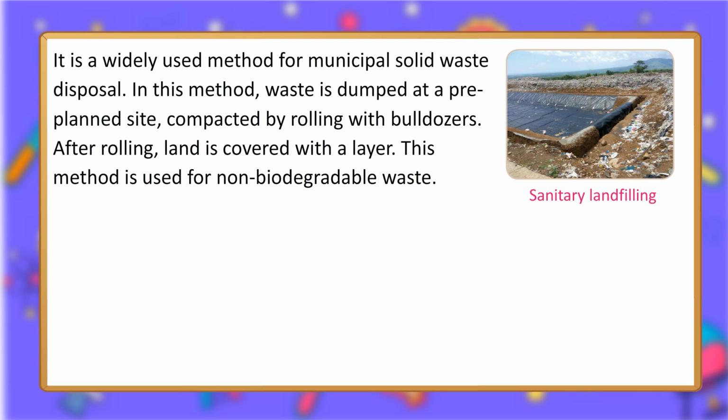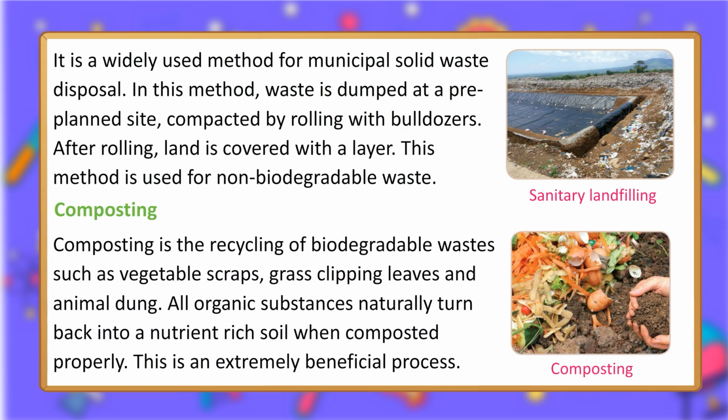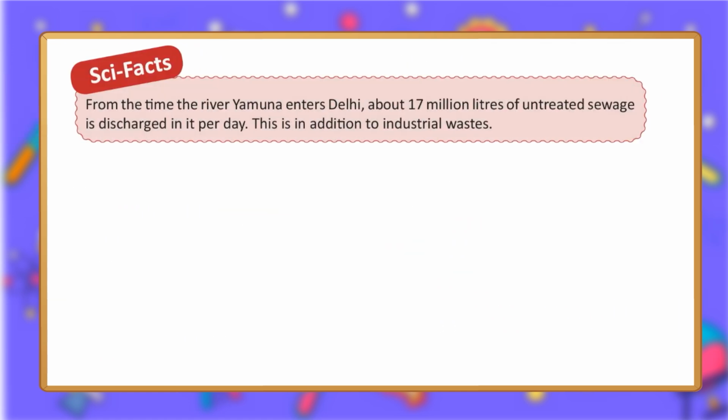Composting. Composting is the recycling of biodegradable wastes such as vegetable scraps, grass clippings, leaves and animal dung. All organic substances naturally turn back into nutrient-rich soil when composted properly. This is an extremely beneficial process. Sci facts: from the time the river Yamuna enters Delhi, about 17 million liters of untreated sewage is discharged into it per day. This is in addition to industrial wastes.